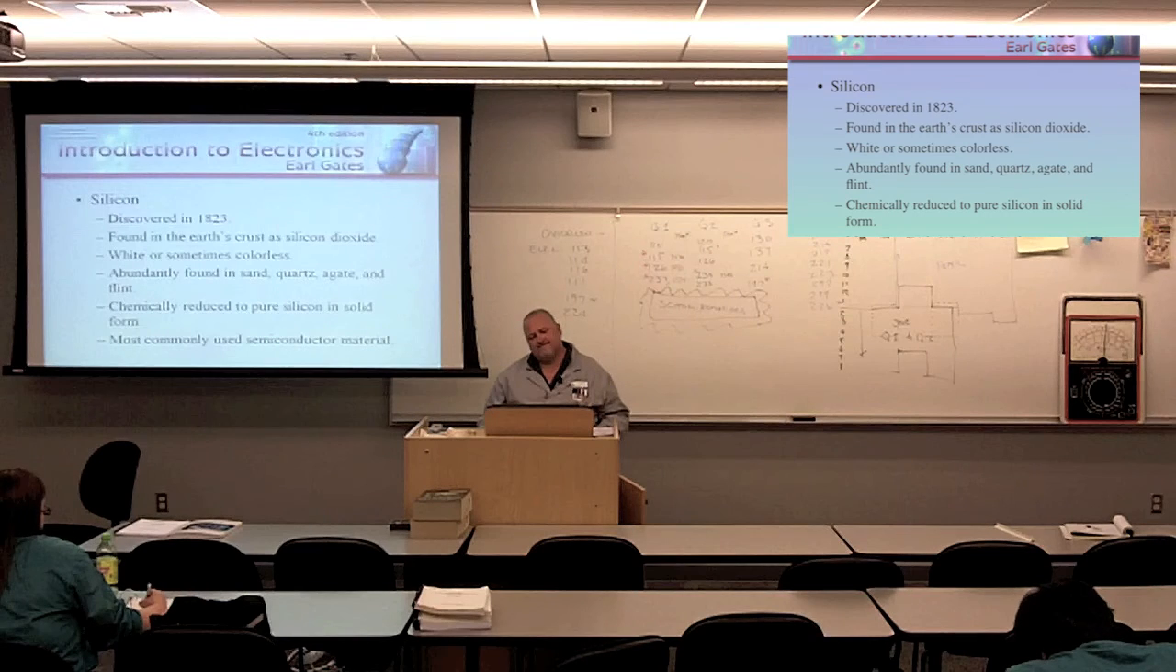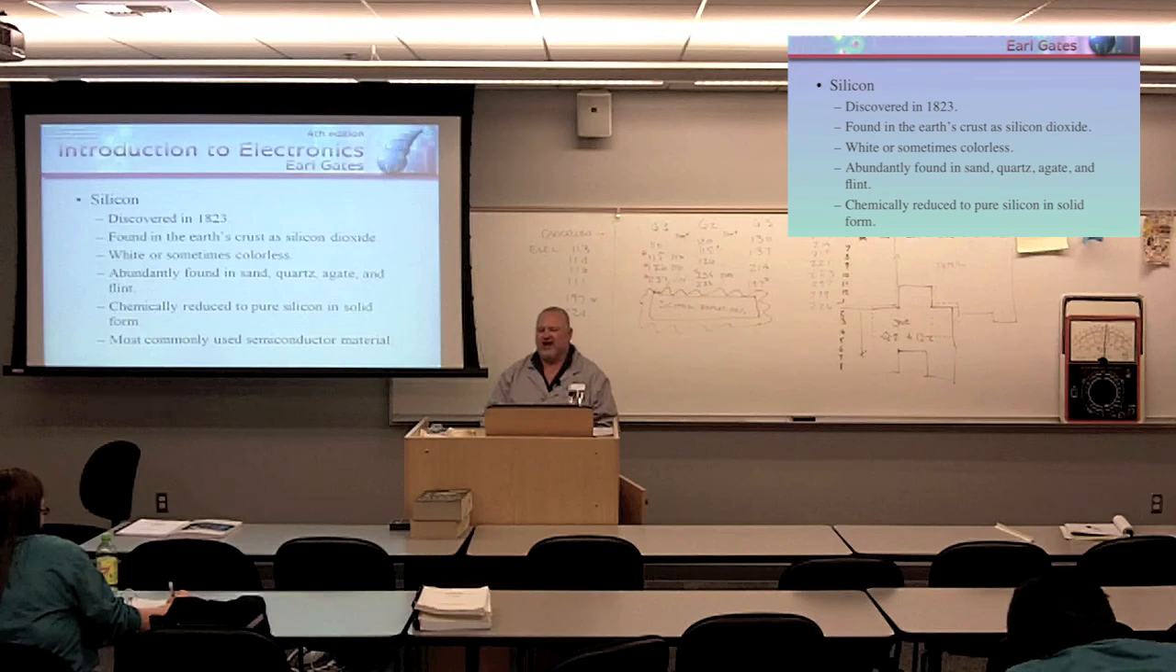Silicon, discovered in 1823, found in the Earth's crust as silicon dioxide. It's white or sometimes colorless, abundantly found in sand, quartz, agate, and flint. Chemically reduced to a pure silicon in solid form. And it is the most commonly used semiconductor material.